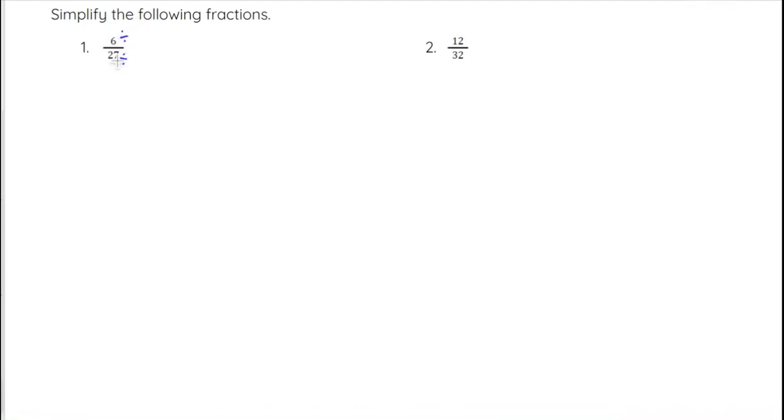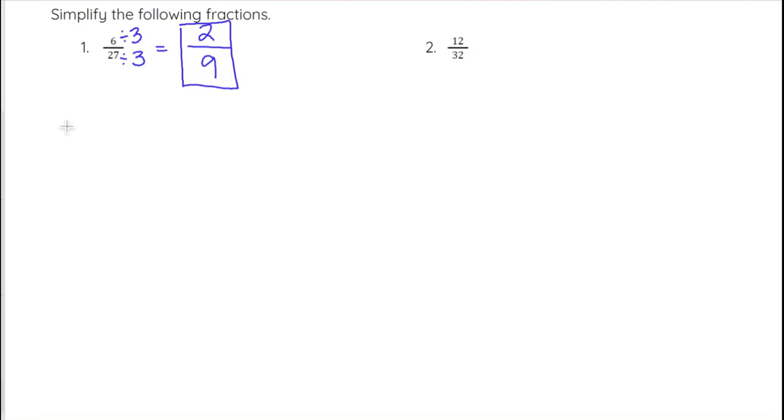So if you think about it, 6 and 27, those are not both even. So 2 won't work. If I go to 3, let's try 3 and see what happens. So 6 divided by 3 is 2. That is a whole number. 27 divided by 3 is 9. That is a whole number as well. So that did work. And if you look at 2 over 9, there is nothing we can divide 2 and 9 by other than the number 1. No whole numbers or no natural numbers other than the number 1, so 2/9 is simplified all the way.